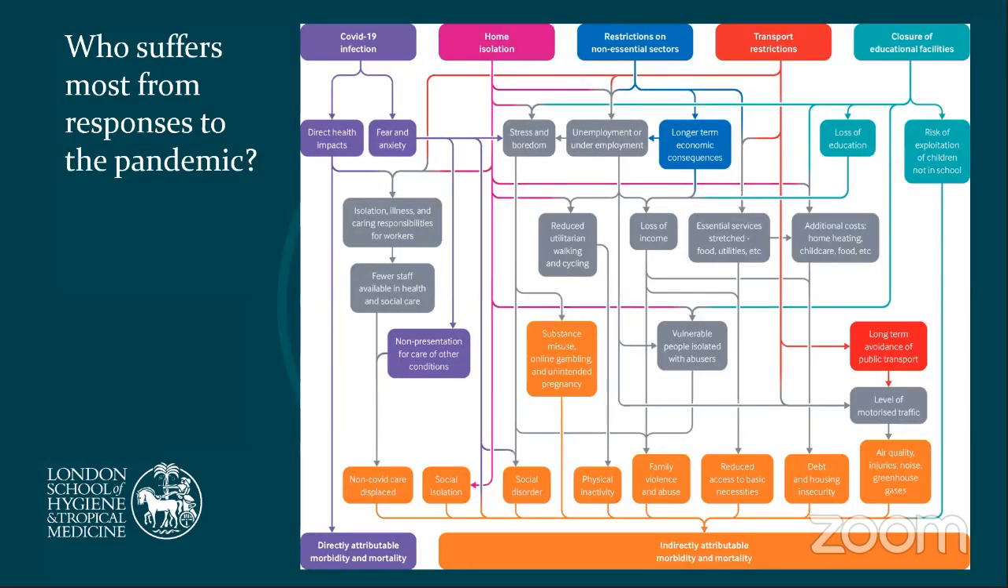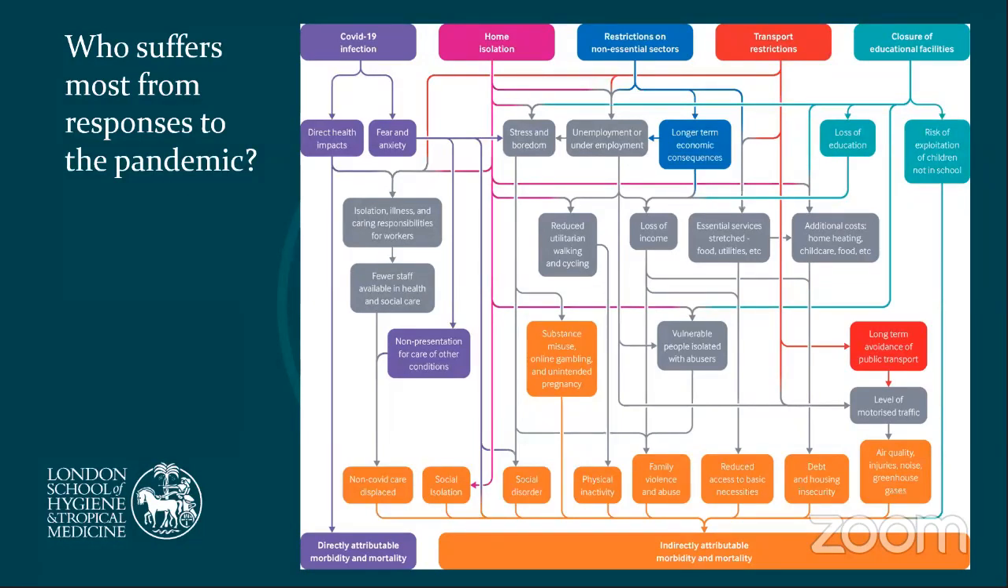I want to move briefly onto a rather complicated slide. It's from a paper that we published in the British Medical Journal. Margaret Douglas was the lead author on it. We published this at the very beginning of the pandemic, and it's an attempt to look at the pathways by which the responses to the pandemic can impact on health.